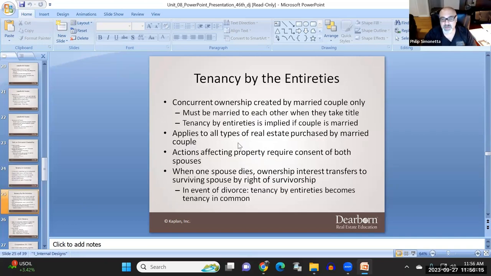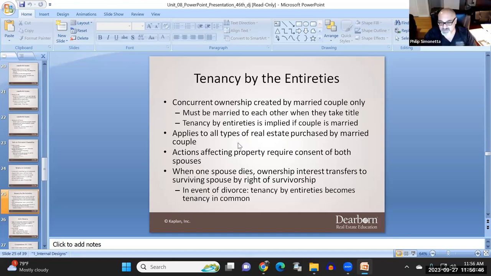Now, you have tenancy by the entireties. Tenancy by the entireties is only for one type of people, married people. So to have tenancy of the entireties, you must be married. It's concurrent ownership created by a married couple only. The rule is they must be married to each other when they take title. So it can't be they're getting married and buying a house. They got to be married when they buy the house.